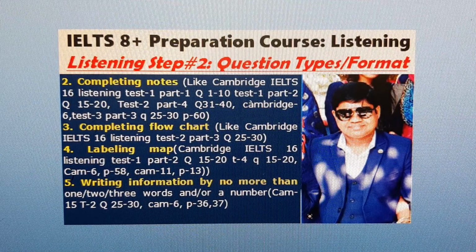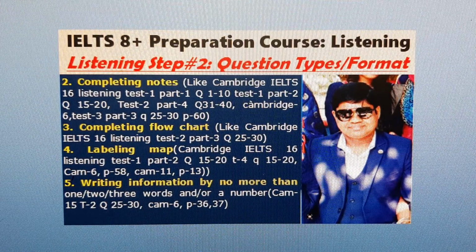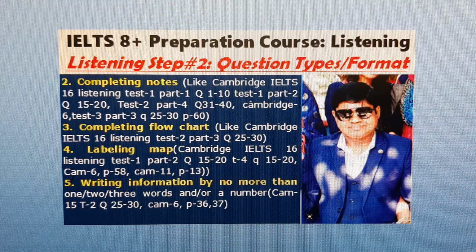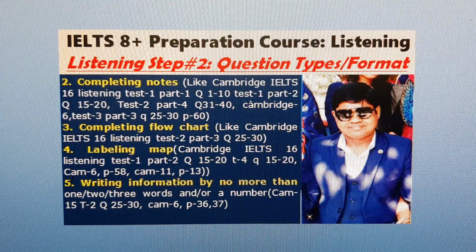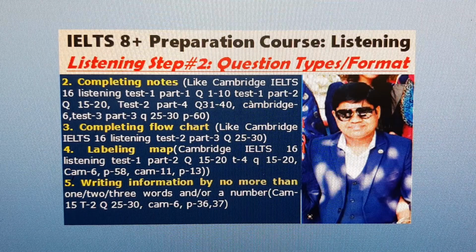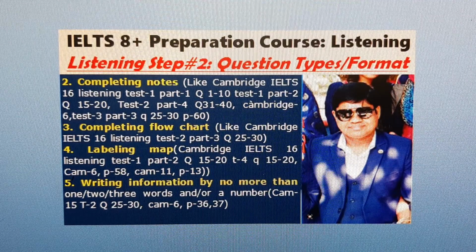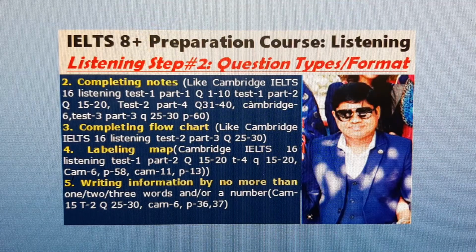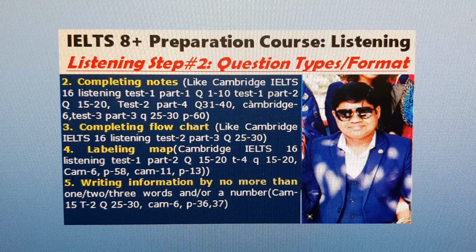Listening question type 5, writing information by no more than 1, 2, 3 words and or a number. You can see this type of questions available in Cambridge 15, Test 2, question 25 to 30, Cambridge IELTS 6, page 36 and 37, etc.